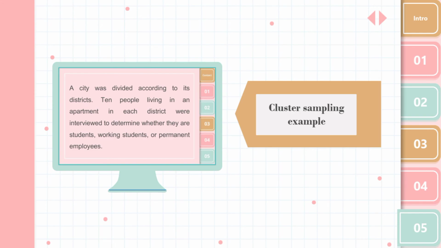10 people living in an apartment in each district were interviewed to determine whether they are students, working students, or permanent employees.